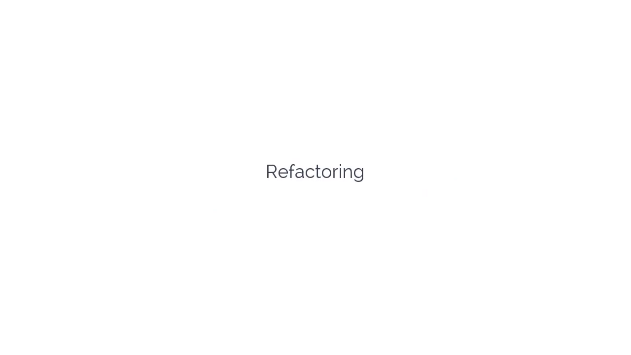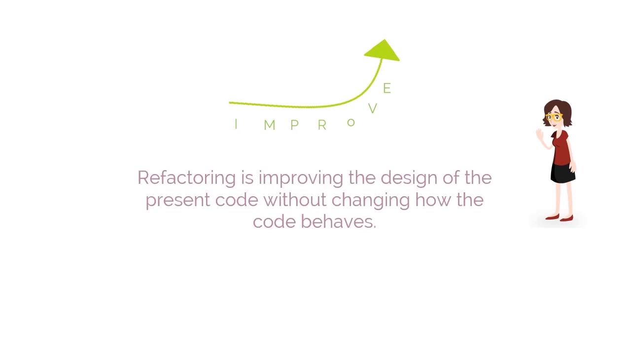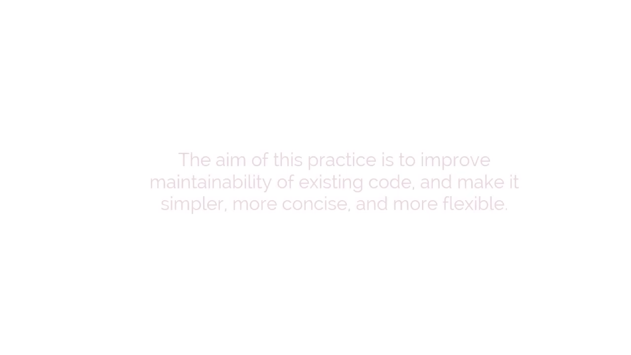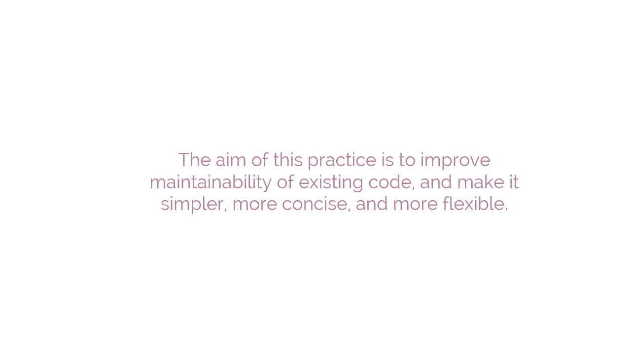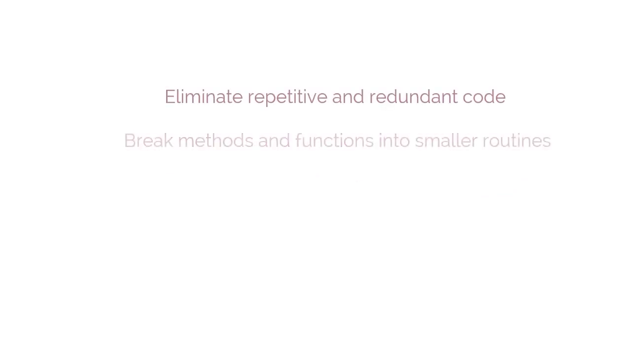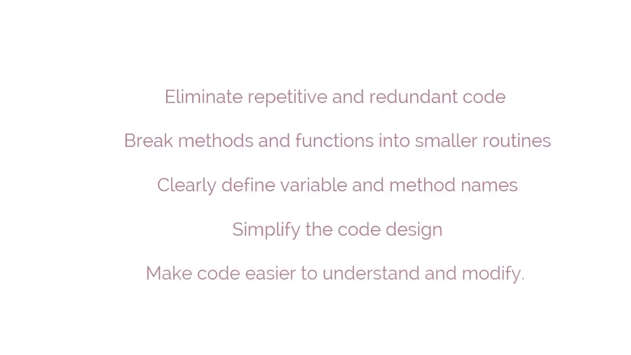What is it all about? Refactoring is improving the design of the present code without changing how the code behaves. The aim of this practice is to improve the maintainability of existing code and make it simpler, more concise, and more flexible. It involves eliminating repetitive and redundant code, breaking methods and functions into smaller routines, clearly defining variable and method names, simplifying the code design, and making the code easier to understand and modify.